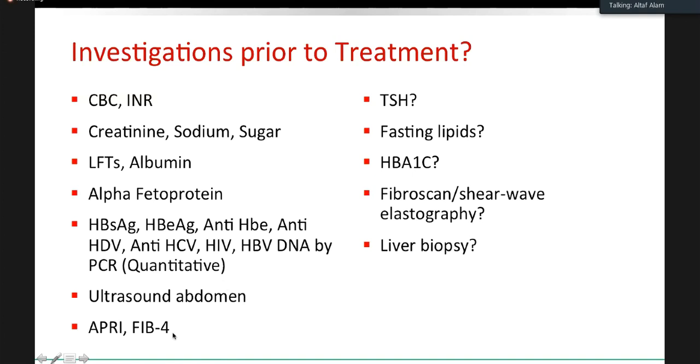APRI and FIB-4 is poor man's fibroscan, and one should always do that. Very good in early and late. So at least you can identify F3, F4 fibrosis by doing these tests. The other tests may be optional: TSH, fasting lipids, HbA1c, fibroscan, shear wave elastography, and very rarely liver biopsy these days because of the availability of better tests for fibrosis.